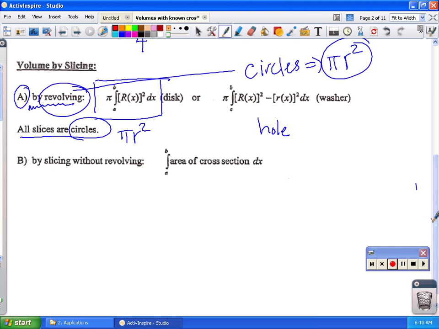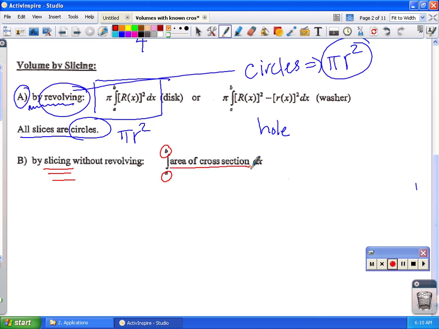Now to find the volume by slicing, it's pretty easy. We're going to have a start point of a and an end point of b. There's no surprise there. And we're going to collect area, just like we did before, but we're not going to collect the area of circles. We're going to collect the area of different shapes. So we'll collect the area of the cross section.